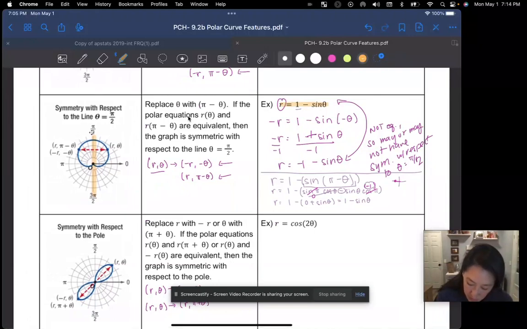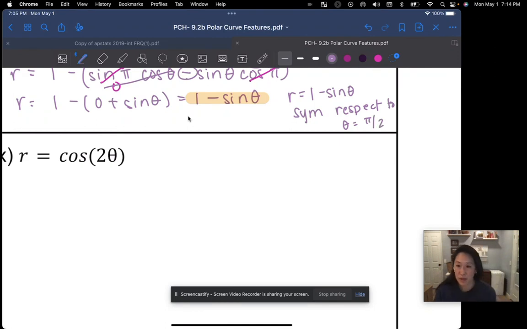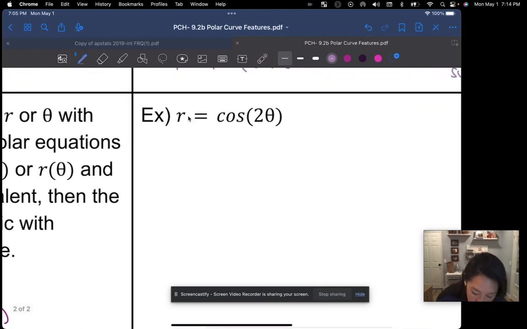Okay, this is going to equal 1 minus sine theta, which, what do you know? When we replaced with r comma pi minus theta, we end up with the same equation as our original. So we know that the equation r is equal to 1 minus sine theta is symmetrical with respect to theta is equal to pi over 2. Okay, so when they're equivalent, we can definitely say that there's symmetry, but when the two equations are not equivalent, then it's inconclusive. Okay. Let's do this one.